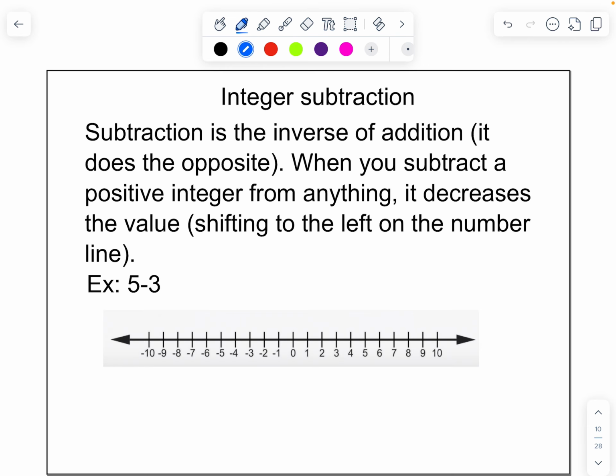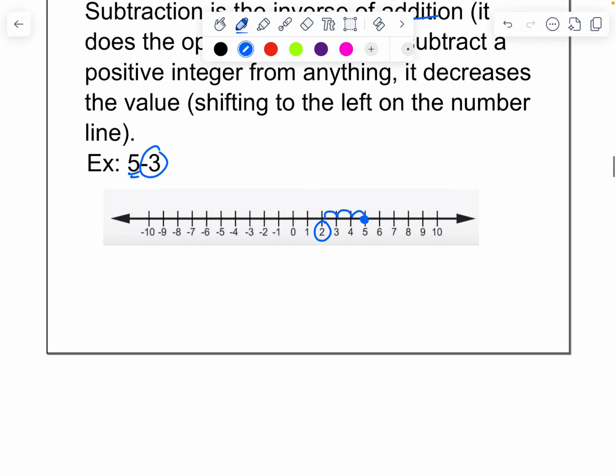Subtraction is the inverse of addition. That means it does the opposite thing. So when you subtract a positive integer from anything, it's going to decrease the value. So for example, 5 minus 3, I start with the 5. I'm going to decrease the value by 3, so decrease it by 1, 2, 3, and I should end up with a 2.